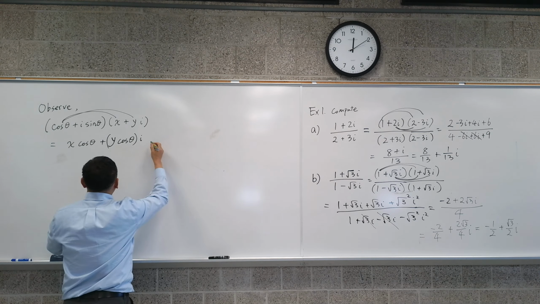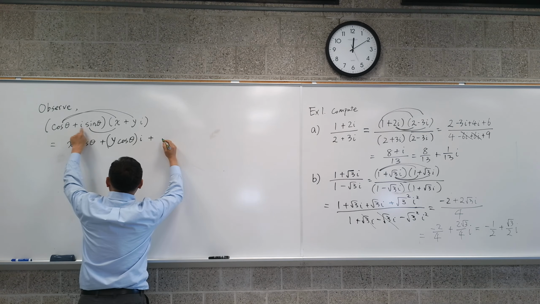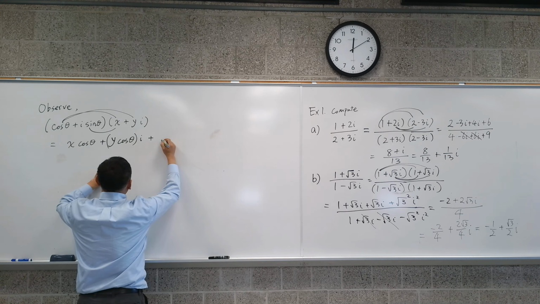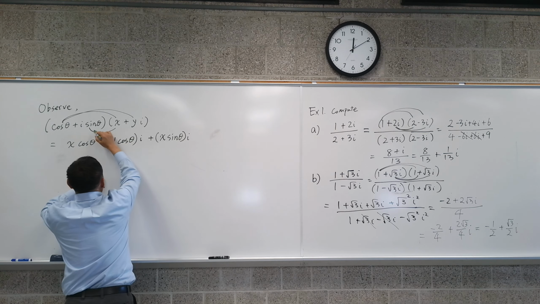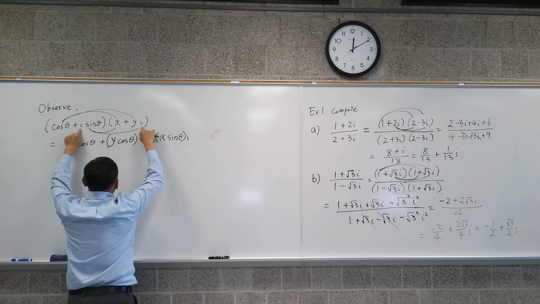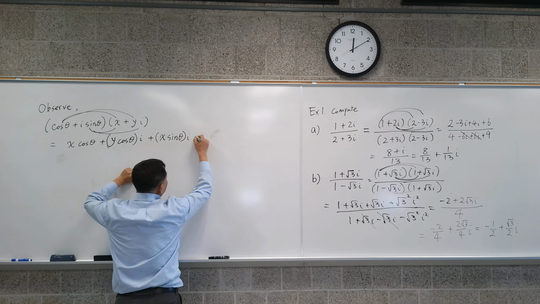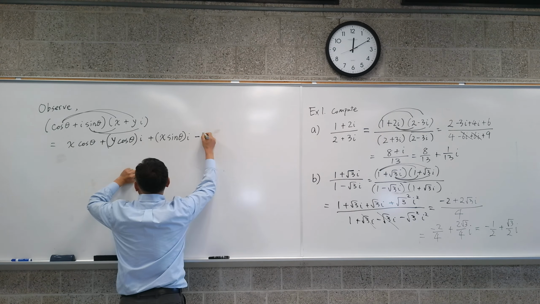And then if I do this, that's going to be plus, I put i here. Well, that's some exception. People write i sine theta in this case. But that's going to be x times sine theta times i. And then when I multiply this, i squared gives you negative 1, so you just end up with negative y sine theta.